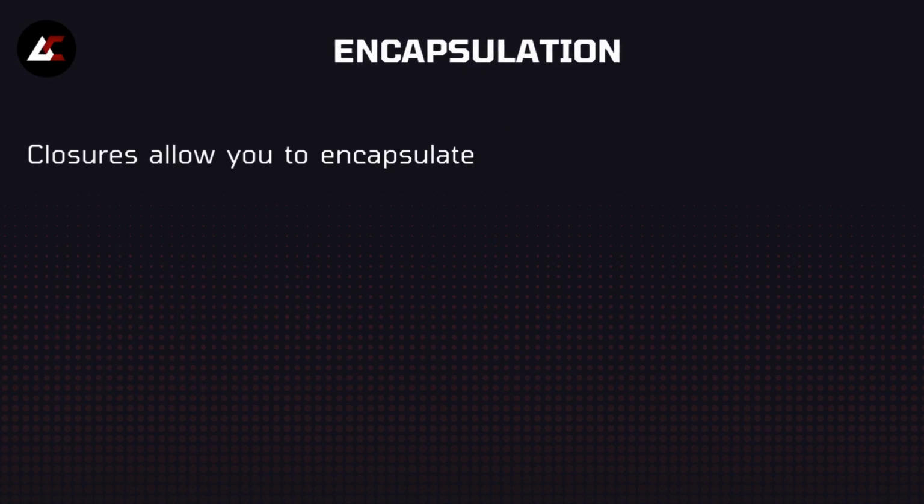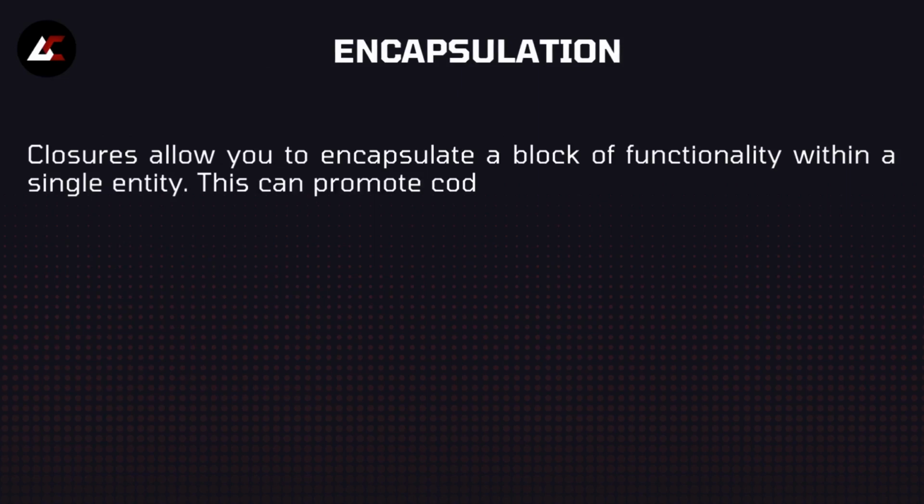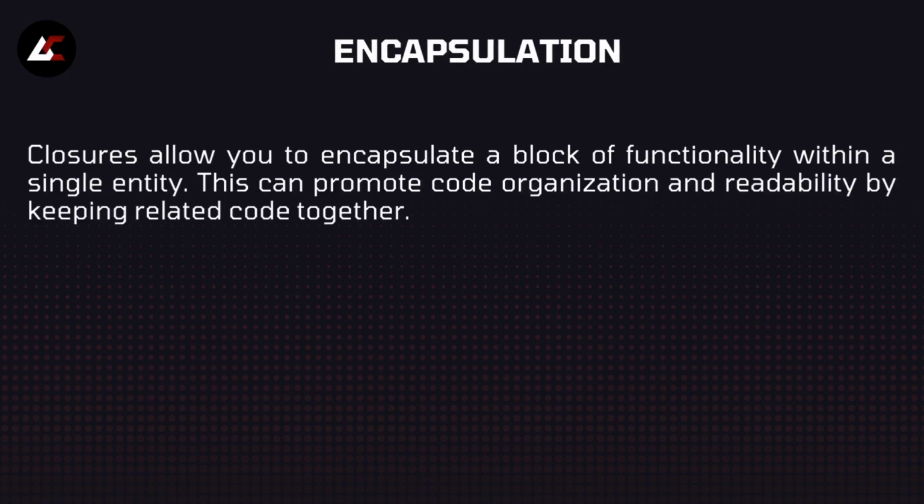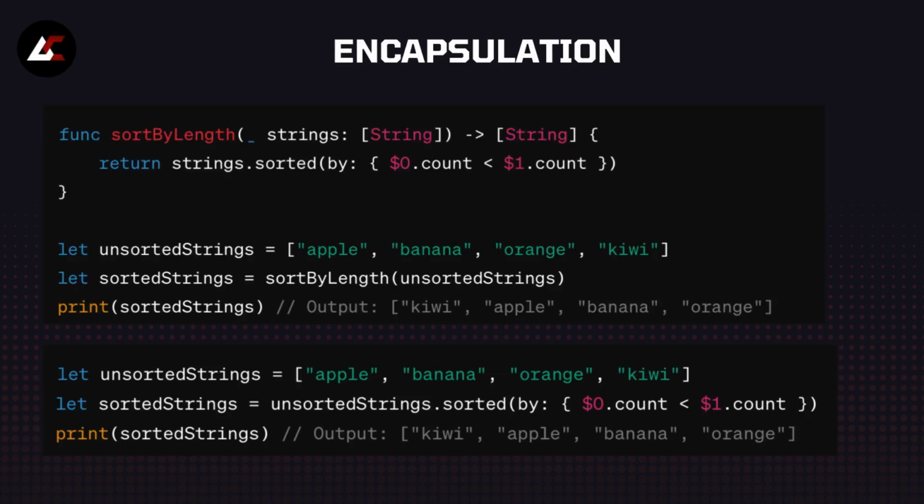Encapsulation. Closures allow you to encapsulate a block of functionality within a single entity. This can promote code organization and readability by keeping related code together. In this example, a sorting logic is encapsulated within a closure passed to the sort by method. This closure serves as a single entity that contains the sorting functionality, keeping it closely associated with the point where it is used. This promotes code organization and readability by keeping related code together.